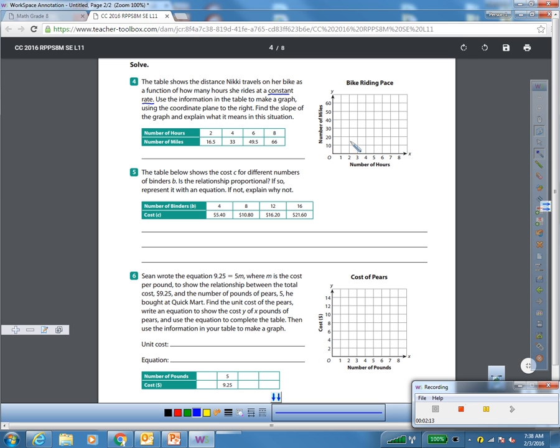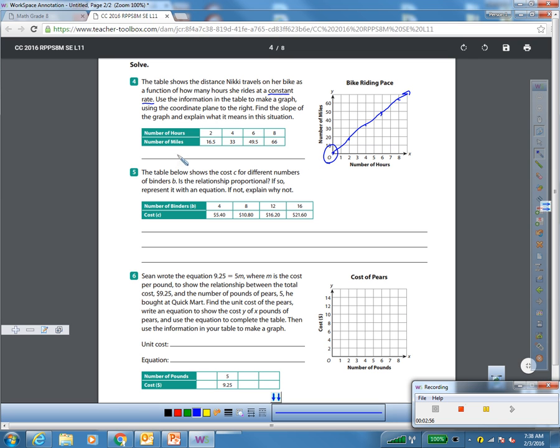So we'll graph some of these points here, like (2, 16.5), and you'll kind of eyeball it. (4, 33) would be right about there. And (6, 49.5), so real close to 50 there. And then (8, 66), be right about there. And if you look, you have a nice straight line. So I'm going to try to draw a nice straight line here. And it goes through (0, 0). And that makes sense that it's proportional because for 0 hours she's traveled 0 miles.